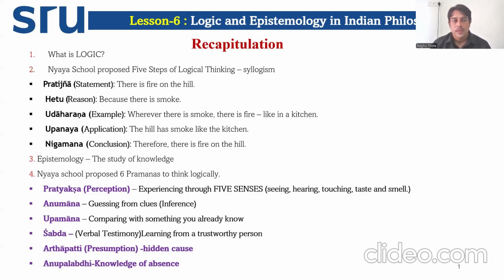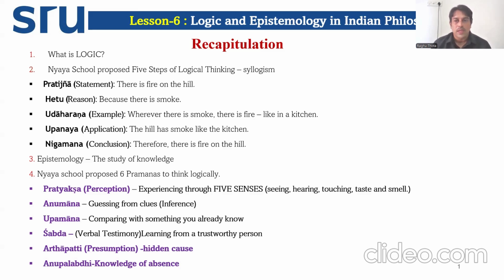What is logic? The ability to think carefully to come to the right conclusion is called logical thinking. Our Indian ancient philosophy firmly suggests developing logical thinking, which helps us to take the right decision and come to the right conclusions. The Nyaya school discussed this logical thinking in ancient times and proposed 5 steps of logical thinking, which is addressed as syllogism. What are the 5 steps proposed by Nyaya school?